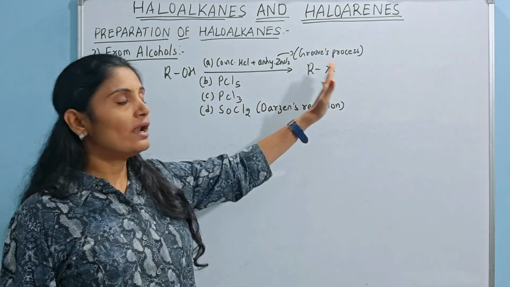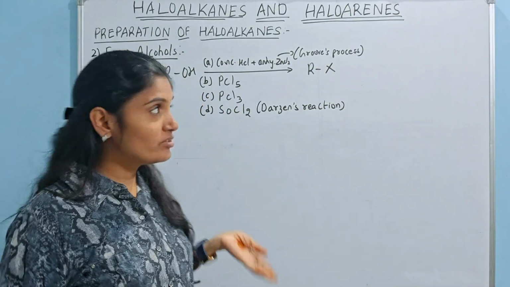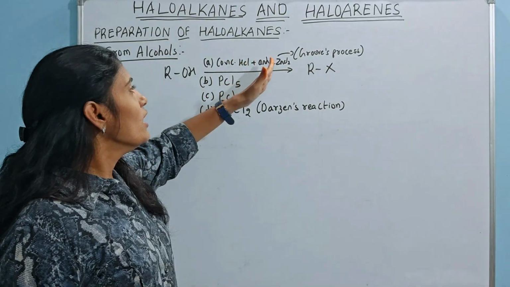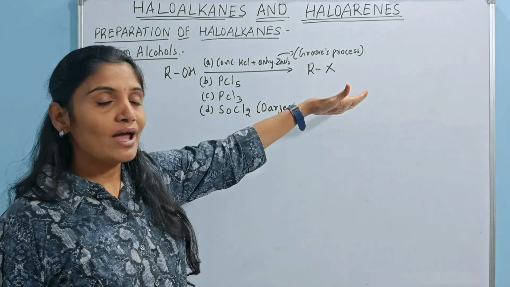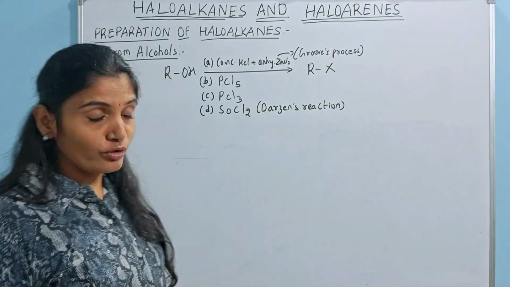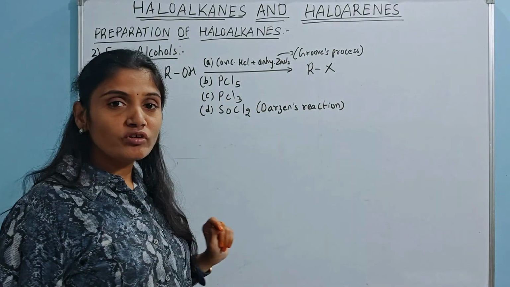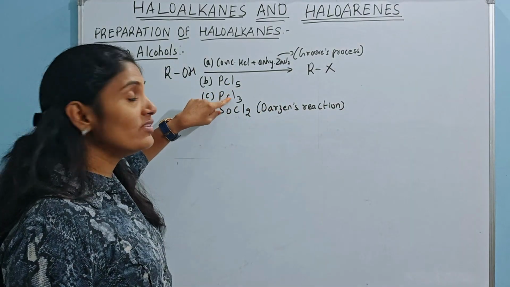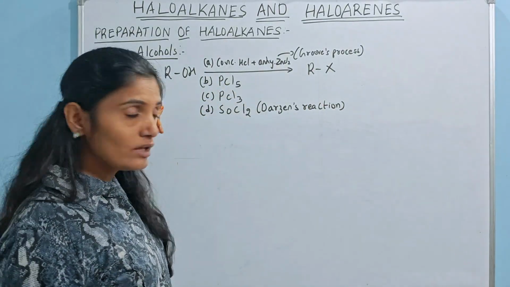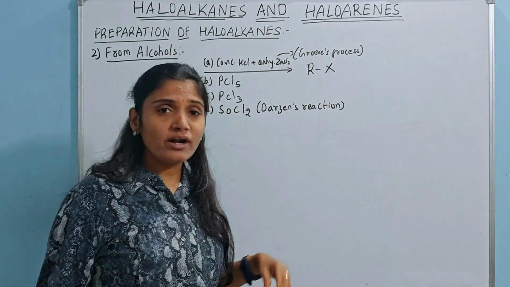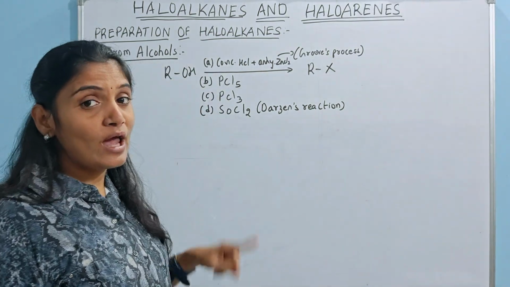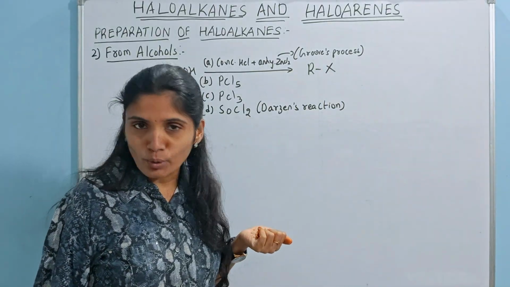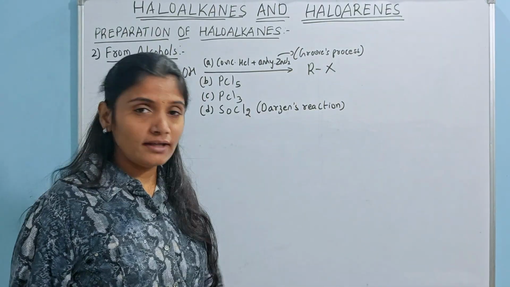So we can prepare haloalkanes from alcohols by using four reagents. The first is the reaction of alcohols with concentrated HCl plus anhydrous ZnCl₂ to give haloalkanes, and this process is called Groove's process. The second reagent is PCl5, and then we can also use PCl3, phosphorus trichloride. And the last and most beneficial method for the preparation of haloalkanes from alcohols is SOCl2, thionyl chloride, and this is Darzens reaction.